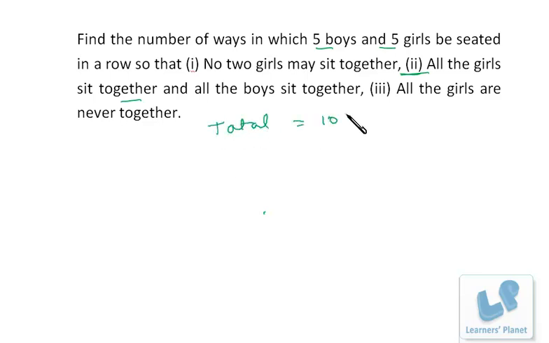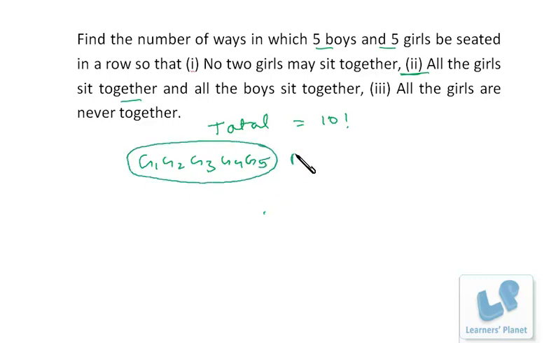So the total arrangements is 10 factorial. Now we take all the girls as 1, G1, G2, G3, G4, G5. I treat them as 1. Then boy 1, boy 2, boy 3, boy 4, boy 5. Now in this case, boys don't have to be together, right? It's not necessary, right? So we have 1, 2, 3, 4, 5, 6 places to arrange 6 persons. So we can arrange them in 6 factorial ways, right? Now these 5 girls are mutually arranged in 5 factorial ways, right?